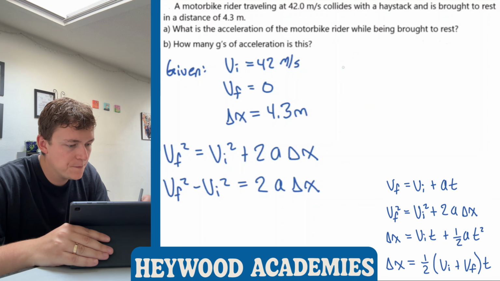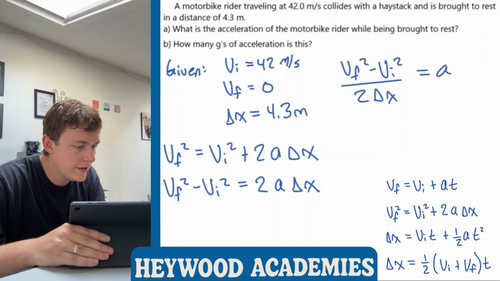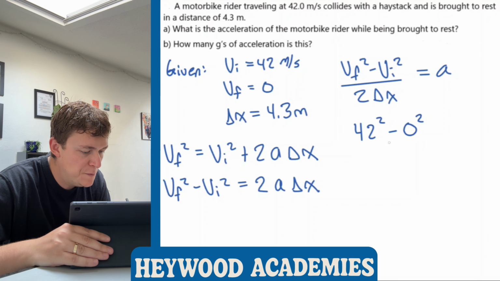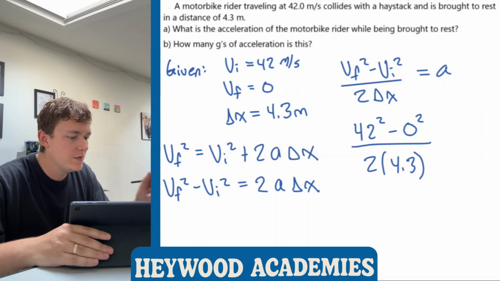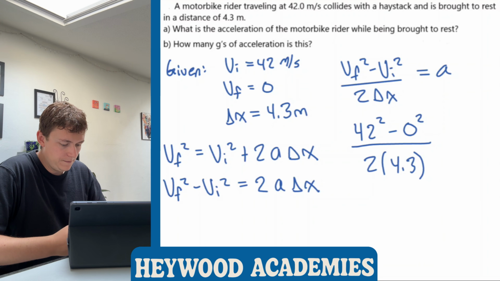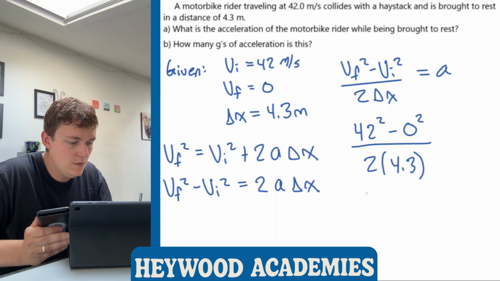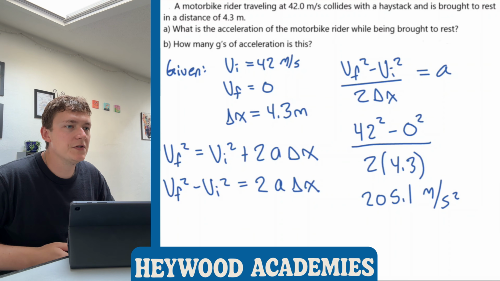So clear off some space up here. V final squared minus V initial squared divided by 2 delta x is going to be our acceleration. And then we can plug in our numbers. So it's going to be 42 squared minus 0 squared, which is just going to be 0. So on the top of that fraction, it's just going to be 42 squared. And then our displacement was 4.3 meters. So let's plug that in and see what we get. 42 squared over 2 times 4.3 is 205.1. We're talking about acceleration, so that's going to be meters per second squared.